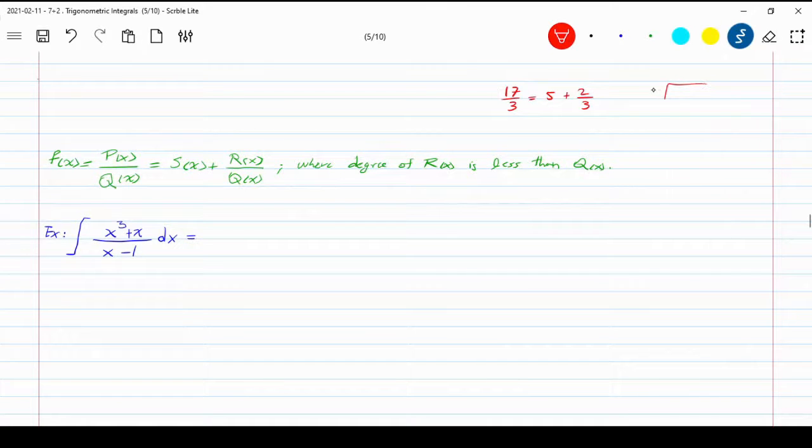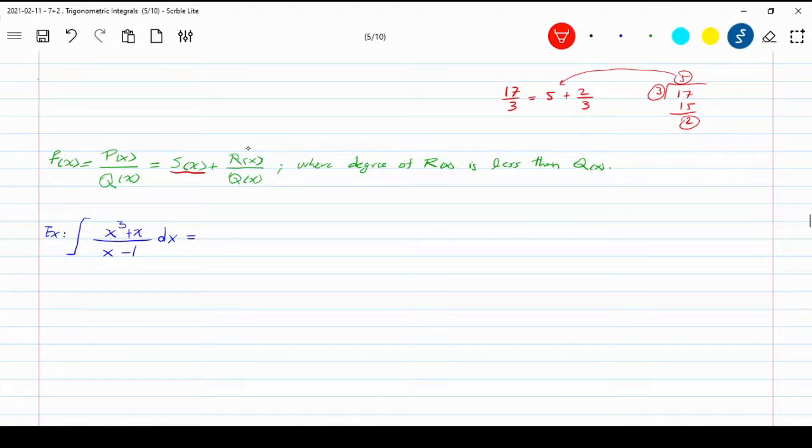If you divide here, 17 by 3: 3 times 5 is 15, and the remainder would be 2. So 3 is the denominator, 5 is the quotient, and then you have 2 over 3 as the remainder. So if the degree is larger, you can always do the long division and get rid of the higher degree. You would have a simple polynomial, which you can simply integrate.